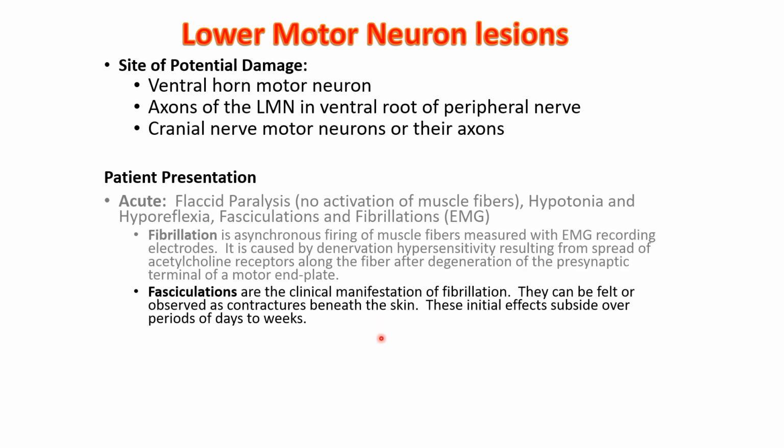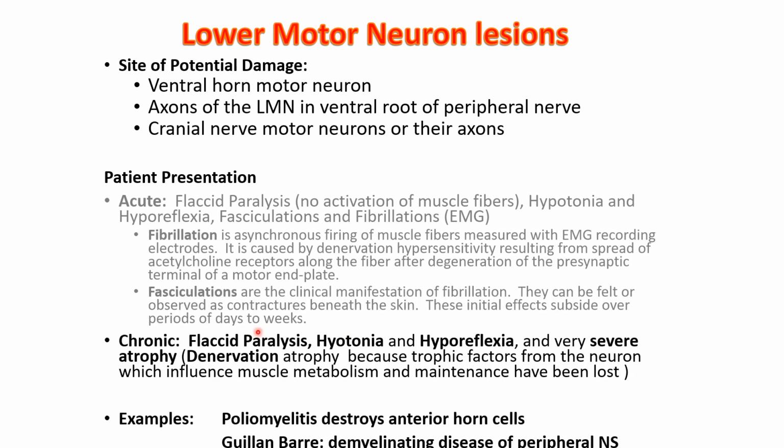The fasciculations are actually visible movement of contractures beneath the skin, while the fibrillation depends on electrical recording of discharges of muscle fibers. Chronically, there will be a similar appearance of flaccid paralysis, hypotonia, hyporeflexia, and then very severe atrophy. It's a denervation atrophy. And examples of this include poliomyelitis, which destroys anterior horn cells, and Guillain-Barré, a demyelinating disease of the peripheral nervous system.